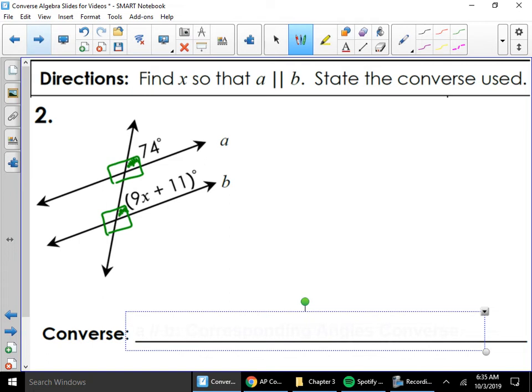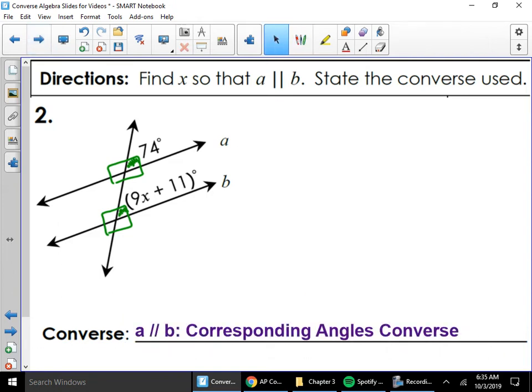So we're going to use the corresponding angles converse. The corresponding angles converse tells us that if those two angles are equal, they have equal measure, then we'll have parallel lines. So very similar to last time, this is an equality setup. We're just setting those two angle measures equal, and it's a two-step equation.